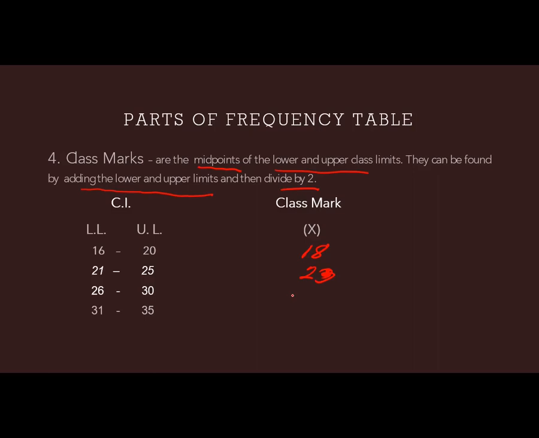26 plus 30, that is 56 divided by 2, then that will give us 28. And 31 plus 35, that is 66, divided by 2, this will give us 33. So this is our class mark. Do not forget how we are going to calculate the class mark. We are going to look for the midpoints of the lower and upper class limits by adding the lower and upper limits and then dividing by 2.